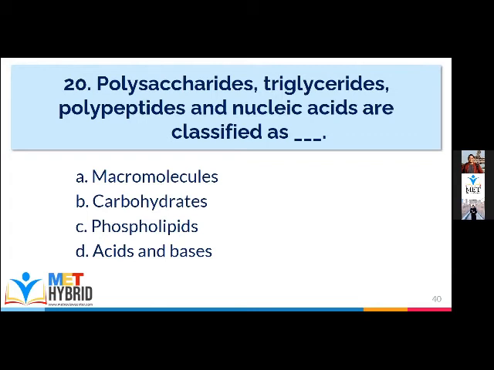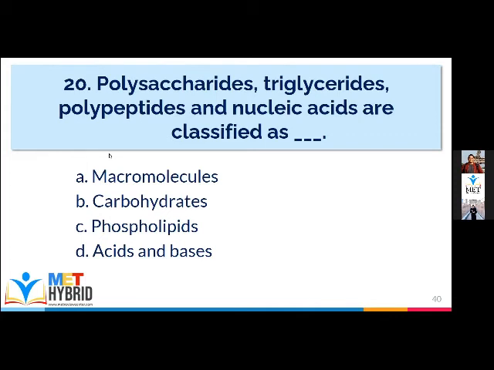So if you have a chain of amino acids, then you also have a chain of peptide bonds. That's why you call it polypeptides. So a polypeptide is a protein. And then you have nucleic acids, which are found in your DNA and RNA. Therefore, these four organic matter are your macromolecules. So the answer here should be letter A.